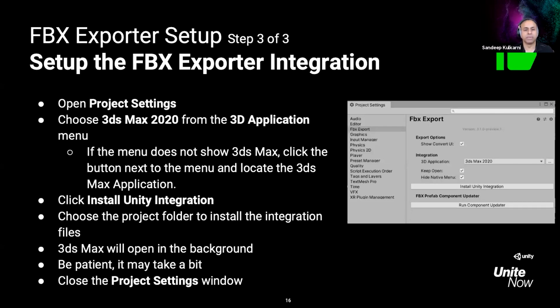Okay, everyone, these are the steps of what Stephen just showed. So if you missed a little bit, you can still follow along. I hope you were watching and now you're just following along. Again, you will open the project settings by going to Edit, Project Settings, and click on the FBX Export on the left side. After that, you will choose 3ds Max 2020 from the 3D application, or anything that you've installed. Now, again, if you don't see it, click on the three dots on the right, just like Stephen did, and locate your version of 3ds Max, whether you have 2018, 2019, 2020, whichever version you've installed.